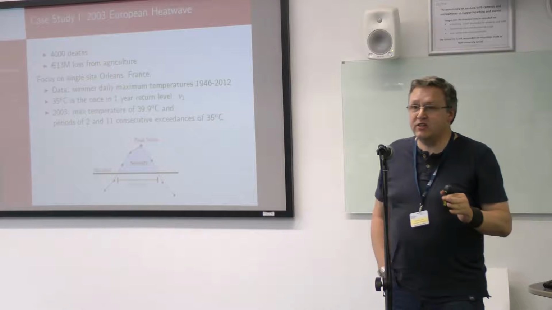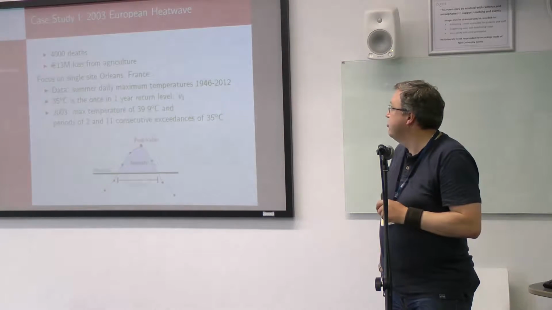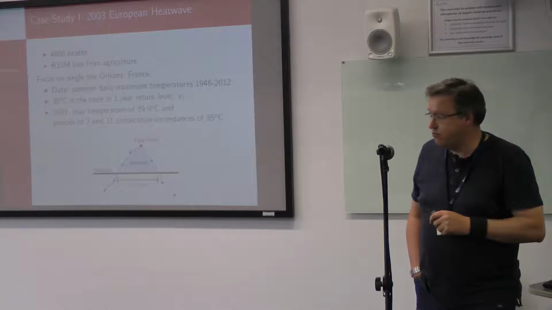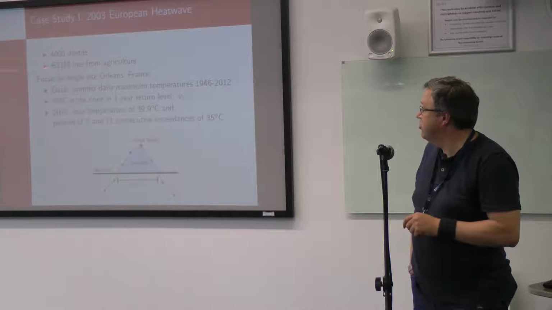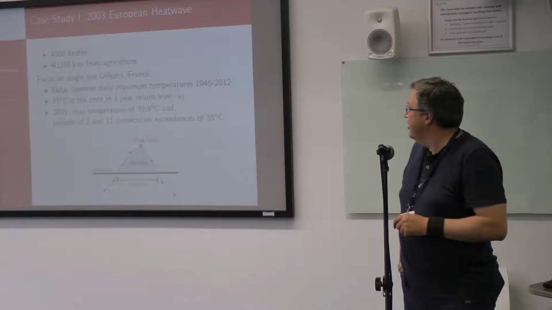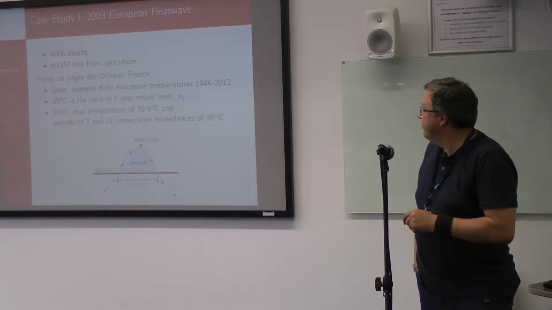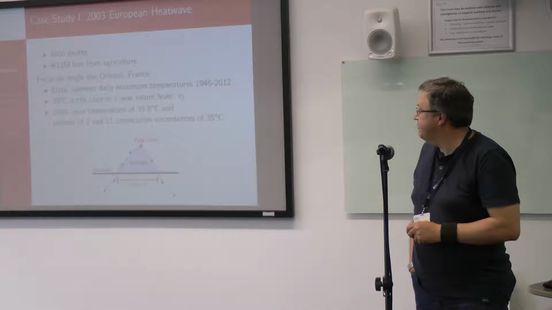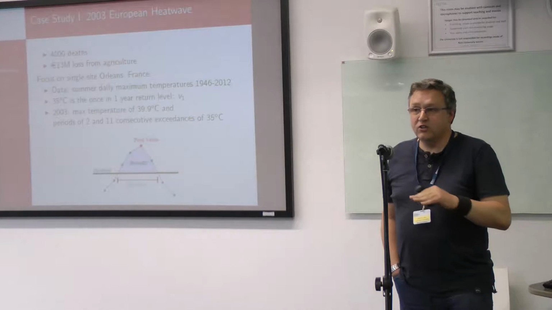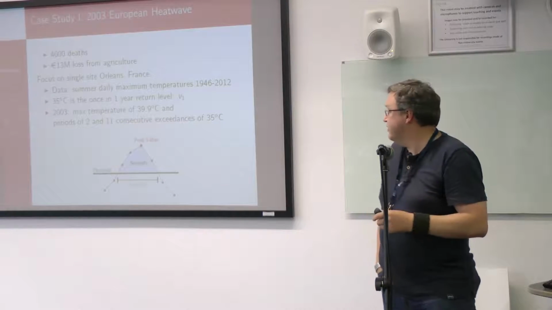So I'm going to look at two case studies through the talk. First of which is the European heat wave of 2003. This led to massive numbers of deaths, 4,000 deaths, and huge loss to agriculture. The data I'm going to look at is from a site in France. We've got about 70 years of data, and if you look at that data, 35 degrees is basically the 1 year level. So this critical level is exceeded on average once in every year at this site.